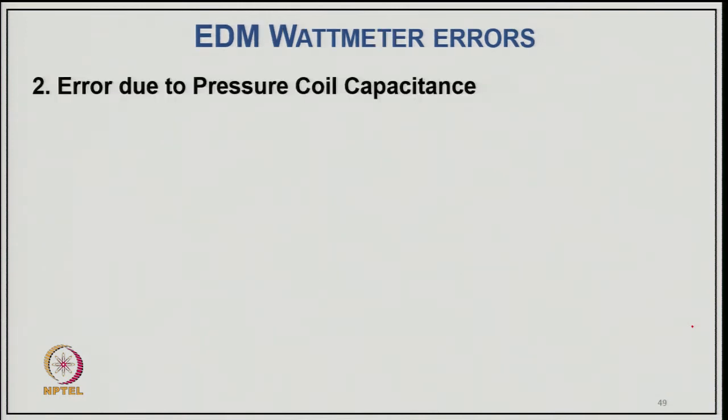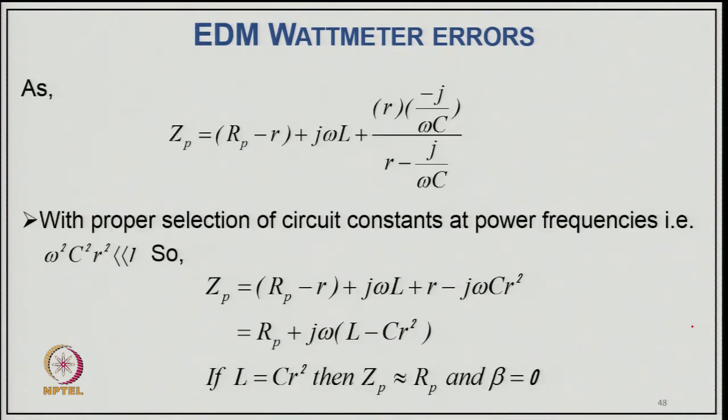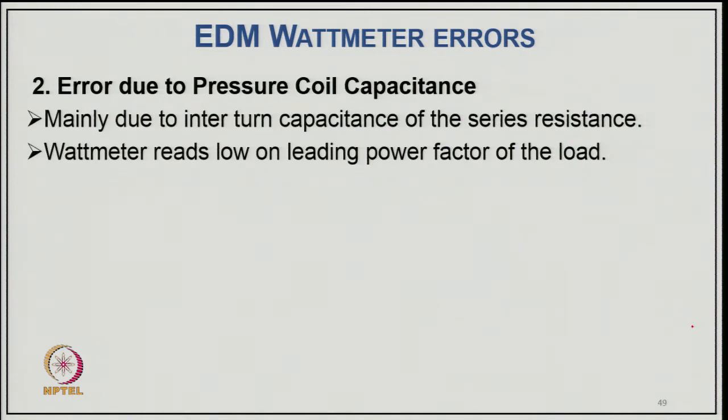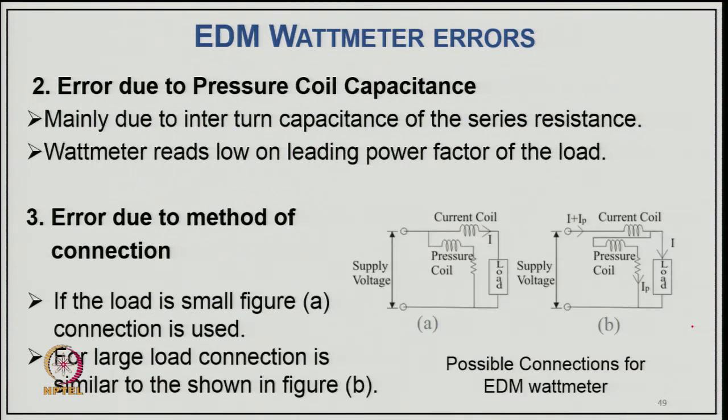So, that will give you the compensation properly and you will get the right reading. Now coming to the second, the error due to pressure coil capacitance. Mainly due to the interturn capacitance of the series resistance, the wattmeter reads low on leading power factor of the load. Then there is the error due to the method of connection. In figure A, the pressure coil is connected directly to the supply and the current coil in series with the load, and in the second connection the pressure coil is connected across the load and the current coil in series with the line. For a large load the connection is similar to that shown in B.